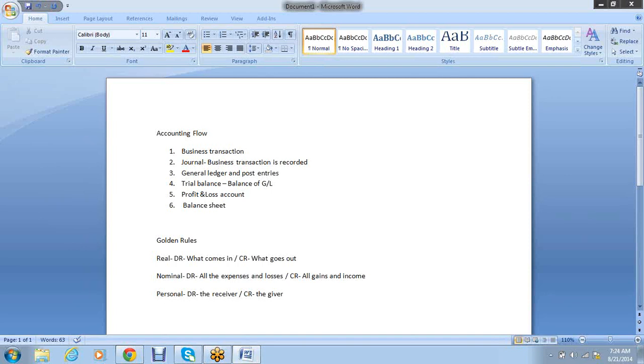Account is getting debited. Correct. And with the nominal account, it's the expenses and losses. It's all again the money going out, so it's the expenses and the losses, of course. So I got that. With the real account, however, when you say what comes in, can you explain that?